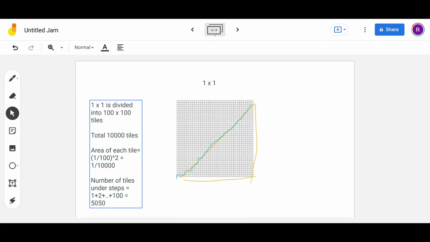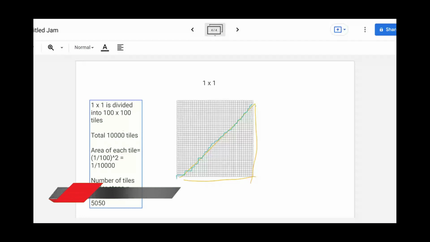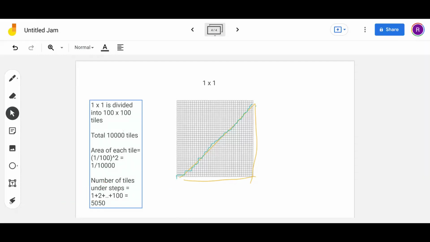What is the area of each tile? How much is it? How many zeros are there? 0 point how many zeros? 2 zeros, sir. How did you get 2 zeros? So side of each small square is 1 by 100, sir. So 1 by 100 whole square is equal to 1 by 10,000, sir. So we get 0.001.